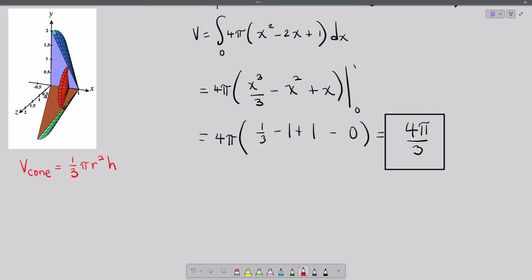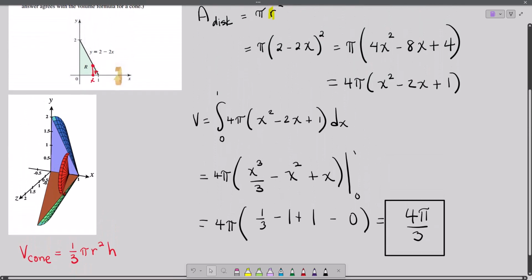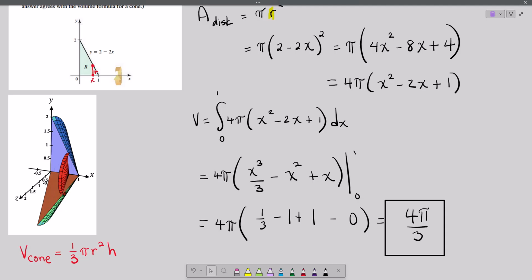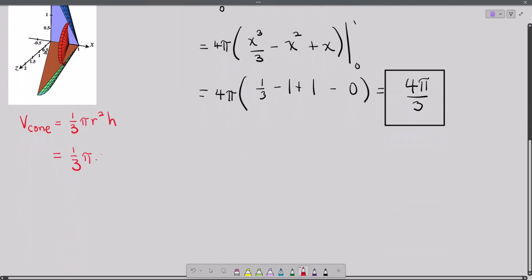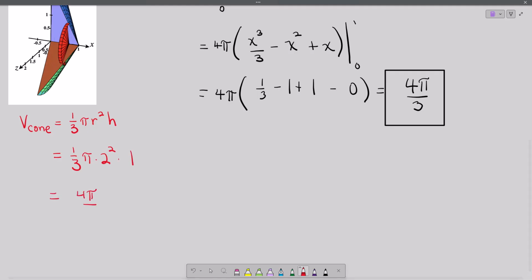So let's check. So if we were looking at this, we'd have 1/3 pi r squared. So the radius here is going to be this dimension. It looks like it goes up to 2. Let's just double check. Yeah, 2. So this cone, we're going around the x-axis, so that's going to be the radius of the cone, and the height of the cone is horizontal. So the radius of the cone is 2, so we'd have 2 squared. The height of the cone is 1, and we would get the same exact answer.